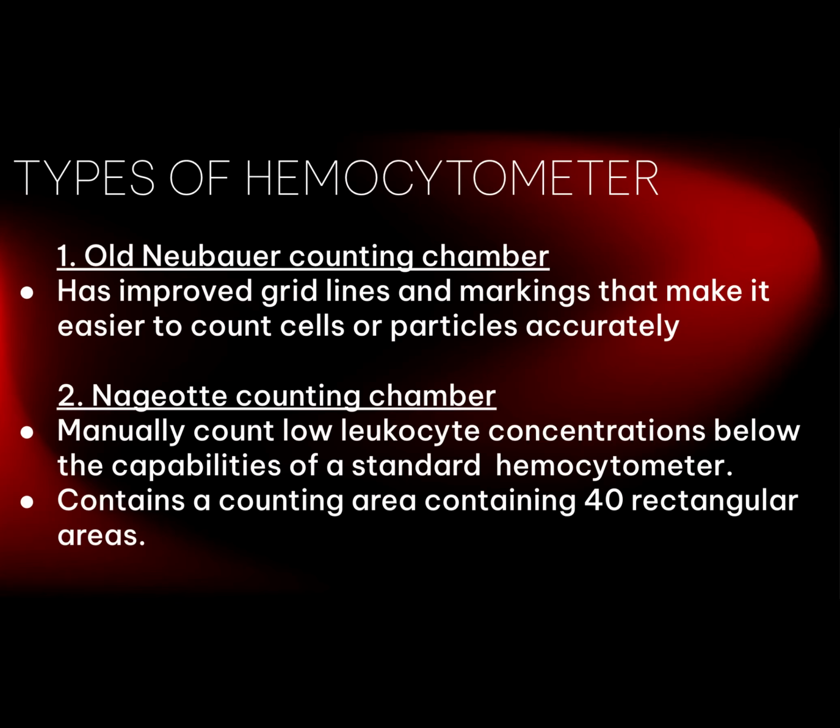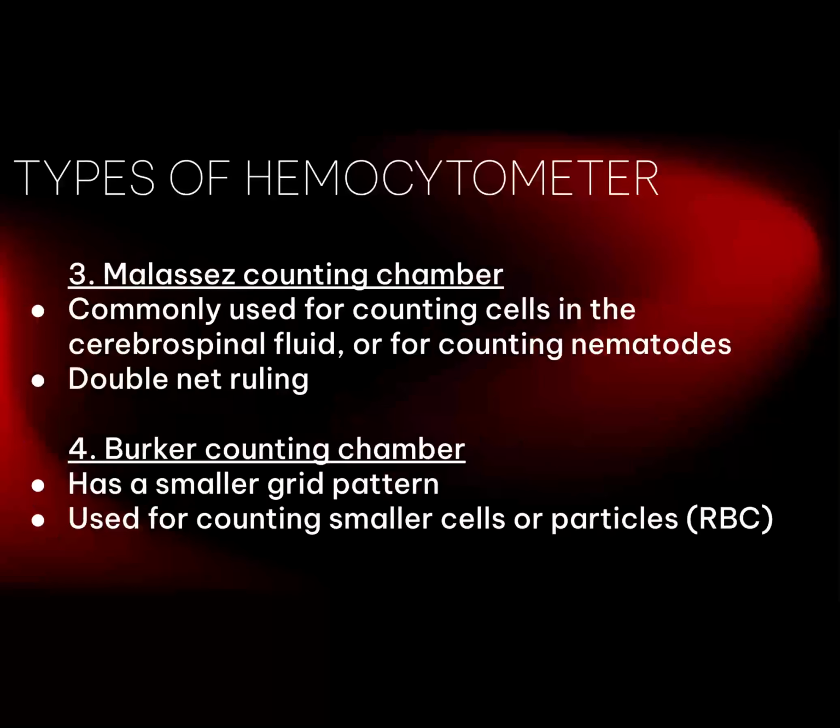This contains a counting area containing 4 rectangular areas. My apologies, I think this is pronounced as Nageotte. So it is the French Nageotte counting chamber. Next, we have the Malassez counting chamber. This is commonly used for counting cells in the cerebrospinal fluid, or the CSF, or for counting nematodes. And this one has a double net ruling.